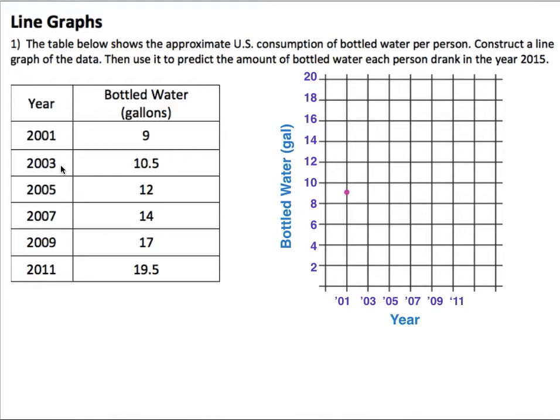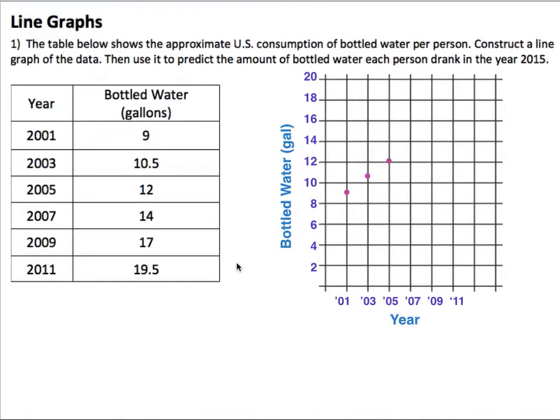Next, you have year 2003, 10.5, so start at 2003. Now, notice how we're counting by twos, so it wouldn't be exactly in the middle to get to 10.5 because exactly the middle would be 11. So it'd be halfway to be 10.5, about a quarter in the space between 10 and 12 there.